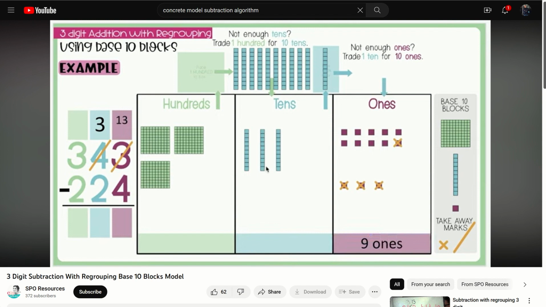Now I need to take away 2 tens from 3 tens. I am left with 1 ten. And finally, I need to take away 2 hundreds from 3 hundreds. I am left with 100. Moving over to my standard algorithm, 13 minus 4 is 9, 3 minus 2 is 1, and 3 minus 2 is 1. I have the answer 119. When I look at my place value mat, I see 100, 10, and 9 ones.